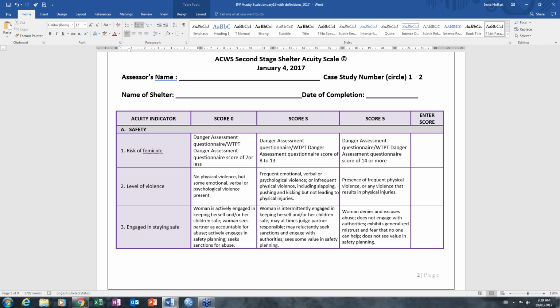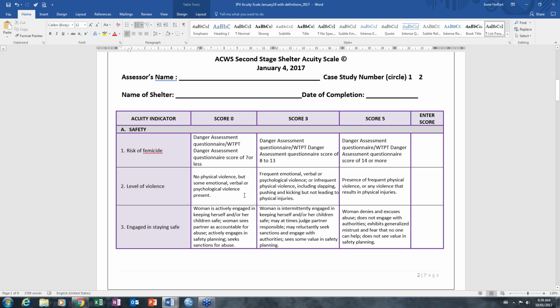So if you have a score of 7 or less, that's written in the case study, you will assign a score of 0, and you'll put it right in here in the enter score spot. If the score is between 8 and 13, then you would put score 3 here. And then if a score is 14 or more, then you put score 5 here.